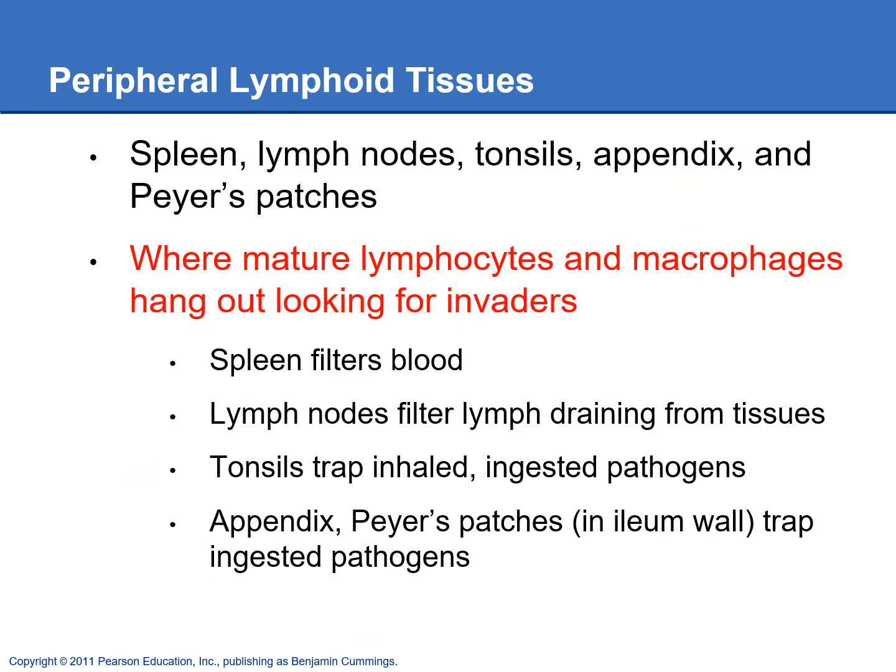And then the peripheral lymphoid tissues include things like the spleen, lymph nodes, tonsils, appendix. And this is where the white blood cells will hang out and look for any invaders. So the spleen is going to be filtering the blood, looking for invaders there. The lymph nodes are going to be looking at the fluid draining from the tissues. Tonsils are going to be trapping any inhaled or ingested pathogens. And then the appendix and Peyer's patches in the ileum wall will look for any pathogens that are in your GI tract.